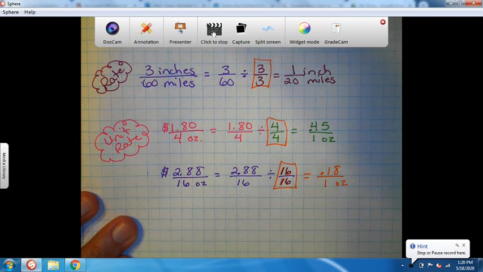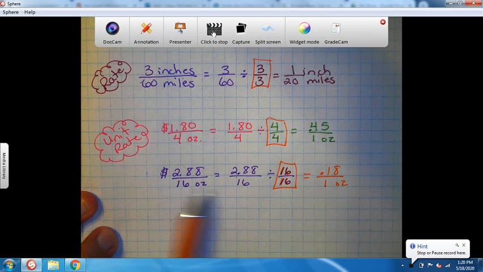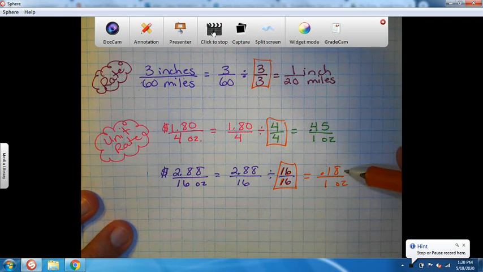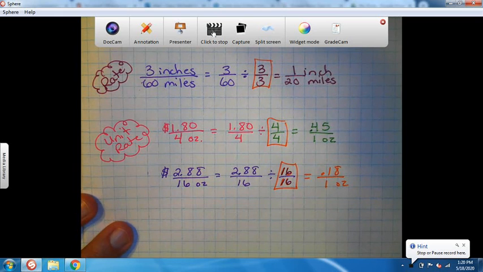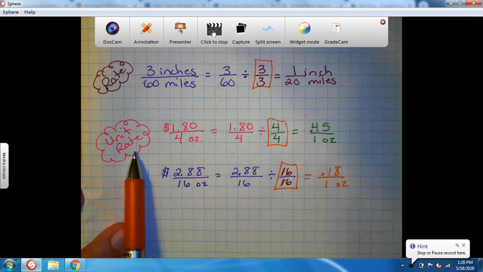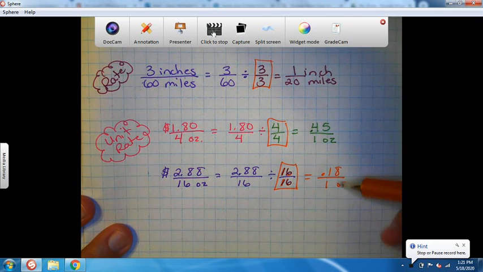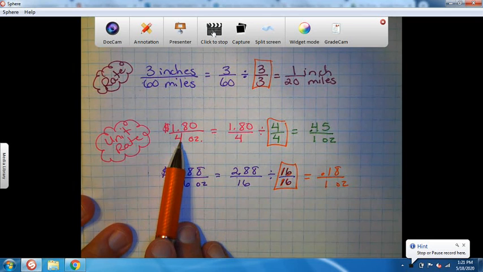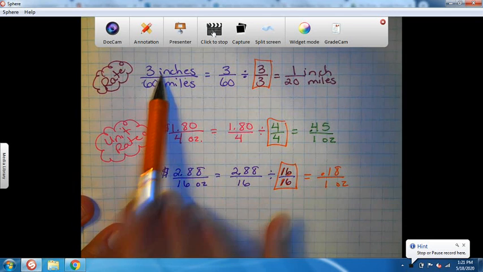Which one's a better buy? The one that's 45 cents for 1 ounce or 18 cents for 1 ounce? This one's a better buy. It's a bigger jar of peanut butter, but it's a much better buy. You're saving like close to 30 cents for each ounce. So this one's a better buy. Okay, so hopefully you can see the difference there. All right, so the difference between rate and unit rate is simply unit rate, you always want 1 on the bottom. So the top number is always going to be bigger than the bottom number on unit rate. Rate is the top number is going to be smaller.